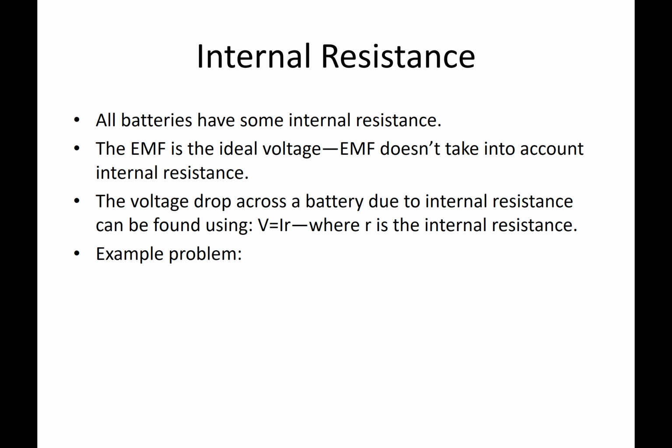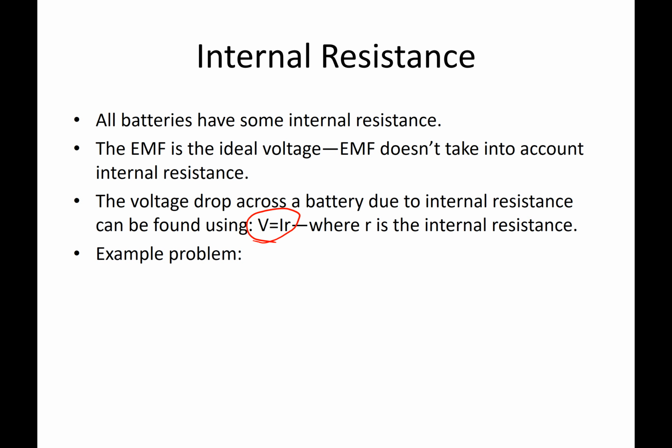So another thing we want to talk about is internal resistance. There's some resistance within a battery. We talk about the EMF, or the electromotive force. That's the ideal voltage. The EMF doesn't take into account the internal resistance. The voltage drop across a battery we can find using V equals Ir. It's just Ohm's law. But notice that we use that little r to indicate its internal resistance inside the battery.